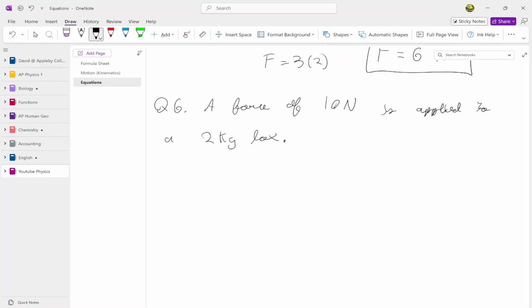Sorry about that. There we go. Question mark. Now we're trying to find the acceleration. So what is the acceleration of the box?